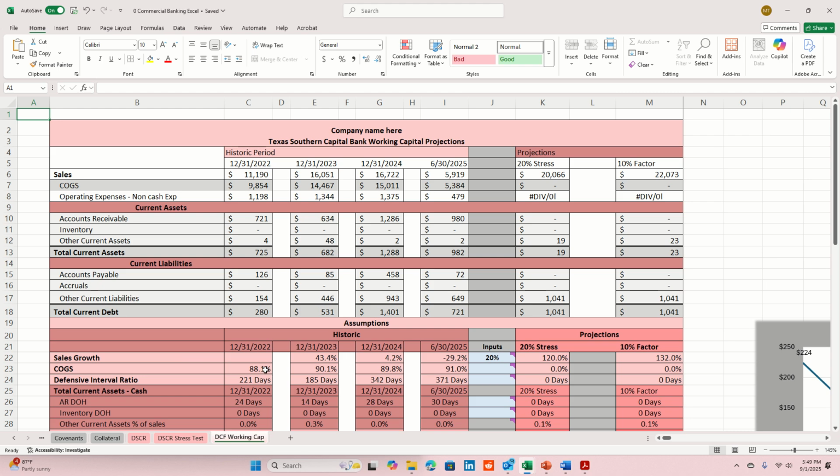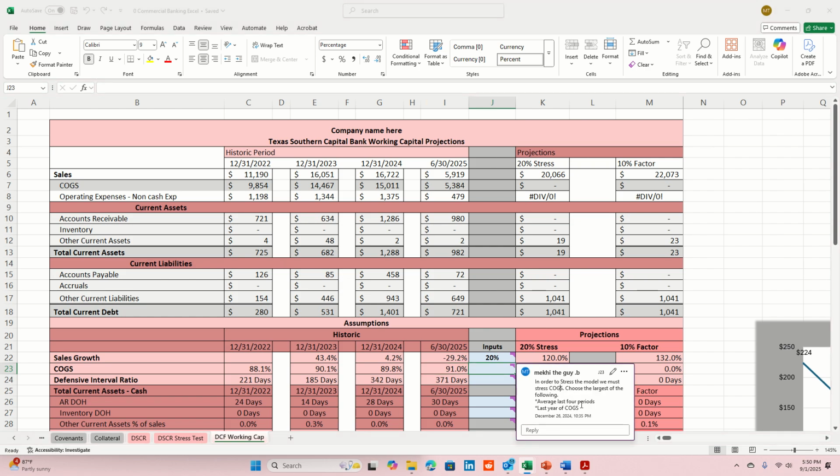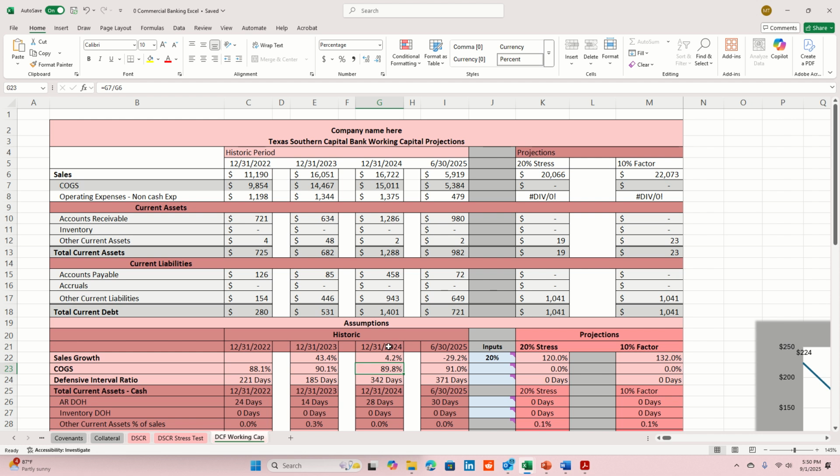Our cost of goods sold is 88%, 90%, 89%, and 91%. So what are our suggestions? We can take the last year cost of goods sold, which is going to be 89%. Remember, we're taking the last full year, not the last year-to-date period. So if this is a year-end statement, then we're going to take this. But if it's a year-to-date statement, then we're not going to take this. We're going to take this instead.